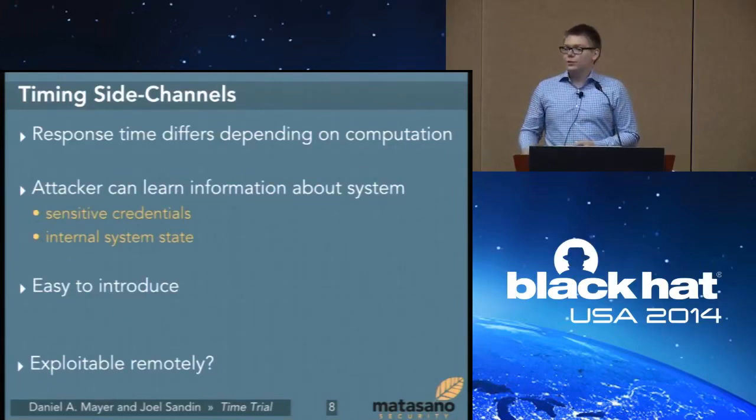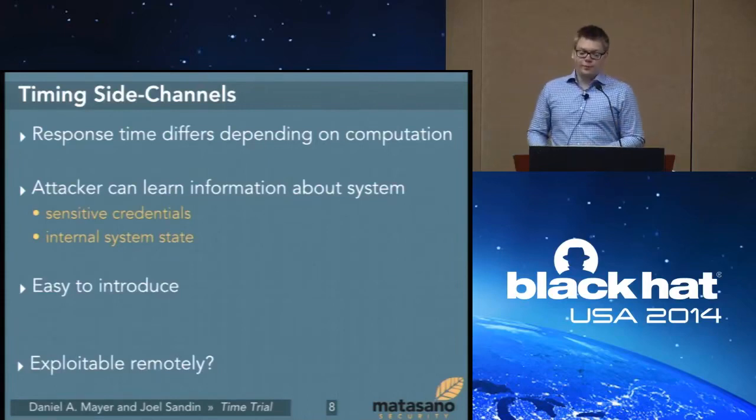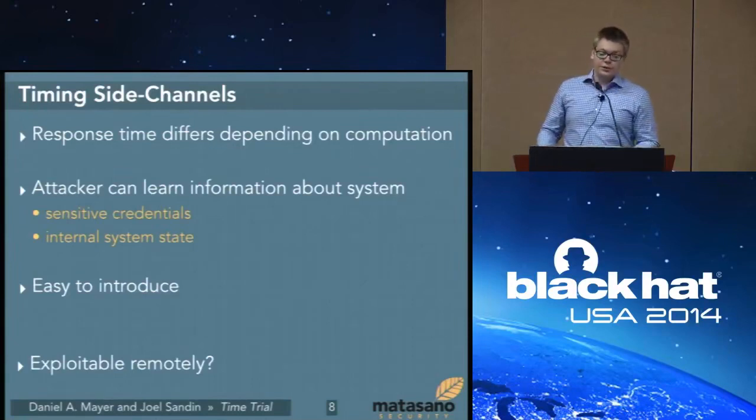And we can measure those timing differences, and we can try to infer things which happened in the system at the same time. For instance, if a sensitive credential is being used and involved in the computation, we may be able to infer that. Or if certain branching is happening in the application based on secret system state, which you'd want to keep private, we can deduce that potentially.